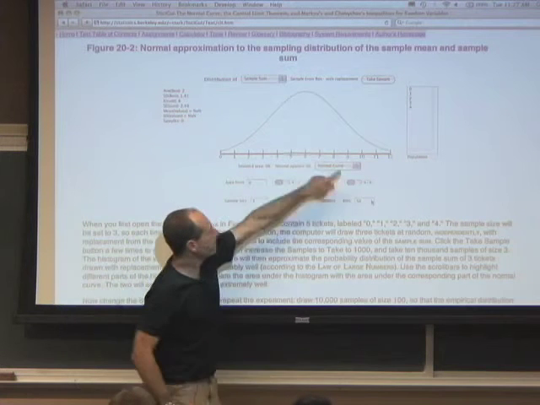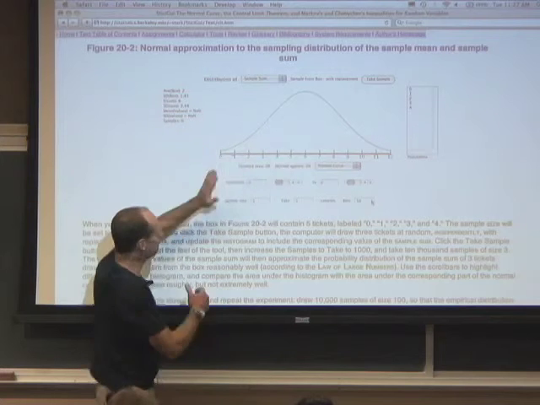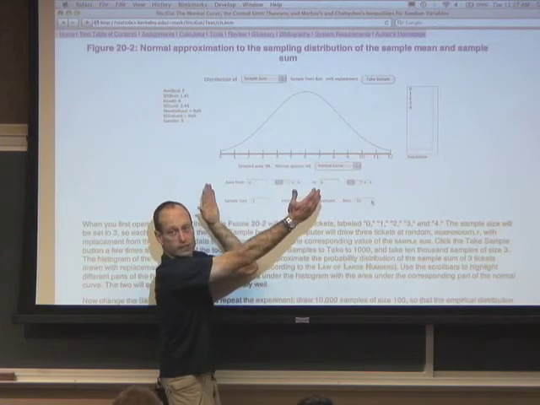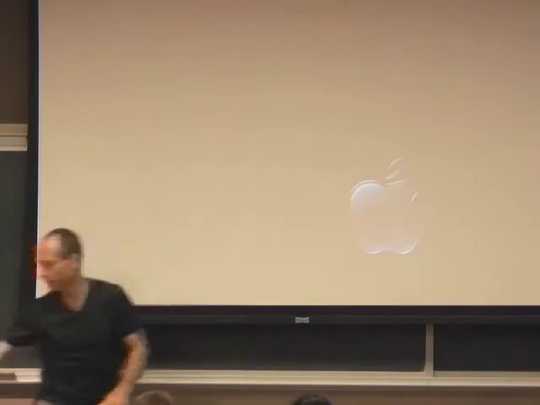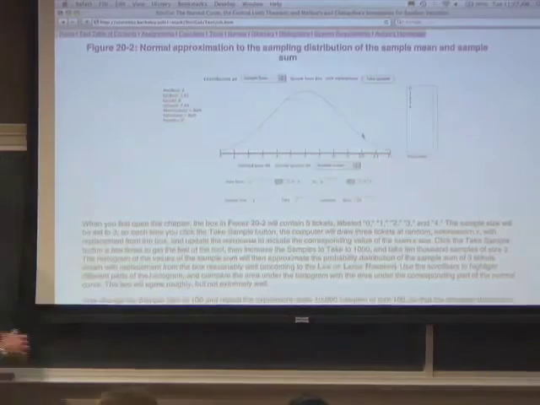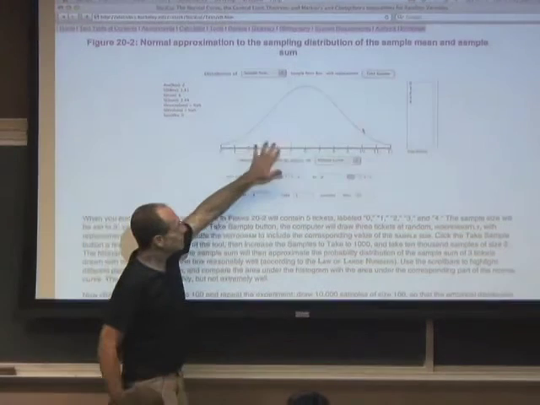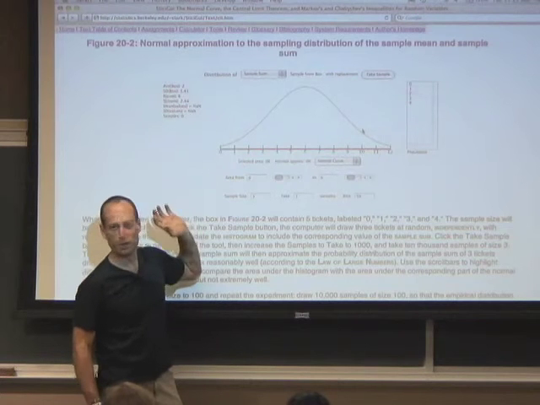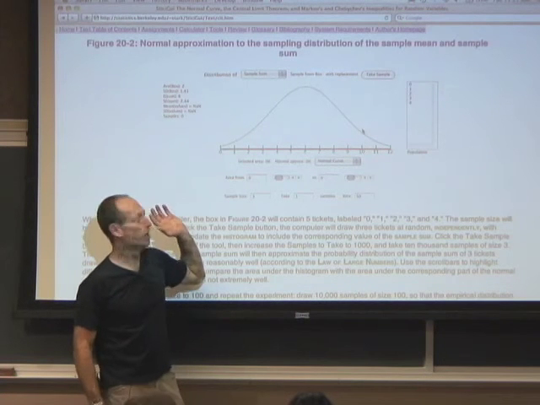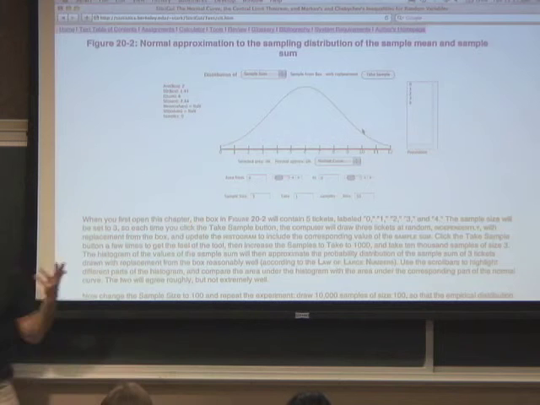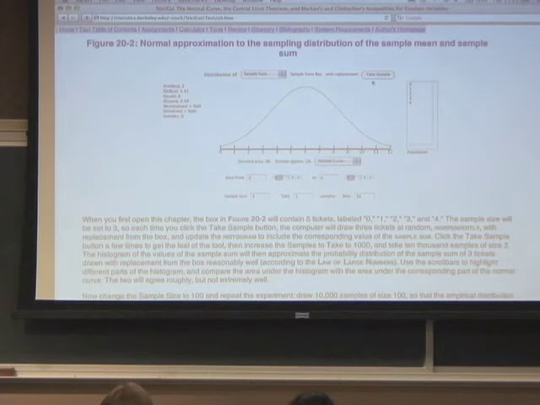Okay, so here we have this theoretical curve. It's the normal curve that's been rescaled so that it balances at 6 instead of 0, and it's been stretched to have width 2.44 instead of width 1. And the claim is going to be that this has something to do with the probability histogram of the sum of 3 draws from this box. So the question is, does it? Well, let's have a look.